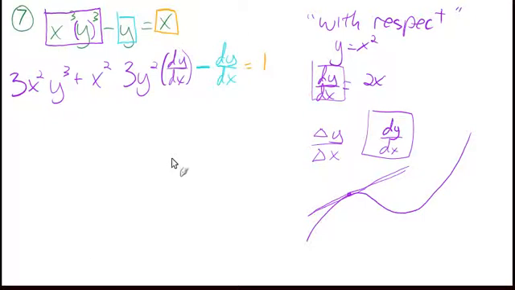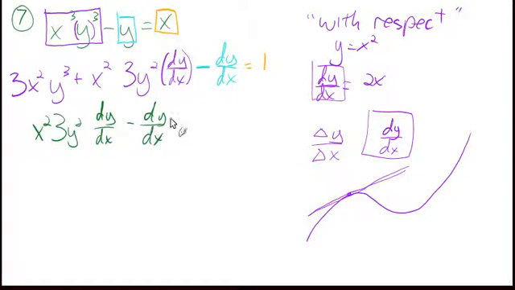So now what we need to do is, what we wanted was the derivative of y with respect to x. We always want dy dx, or y prime, or what have you, however you call it. So we need to solve for dy dx, isolate it. So that's exactly what we're about to do. Let's isolate it. So here we've got x squared times 3y squared times dy dx minus dy dx. Get all the dy dx terms together. Equals 1 minus 3x squared y to the third.